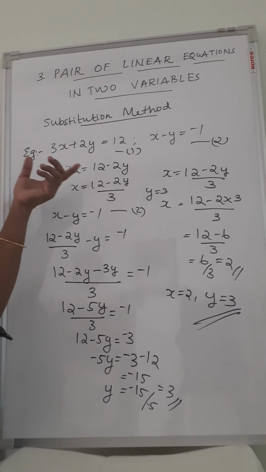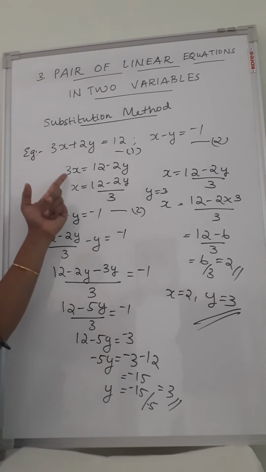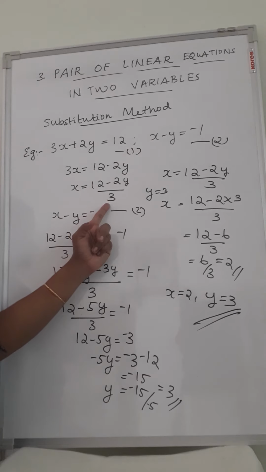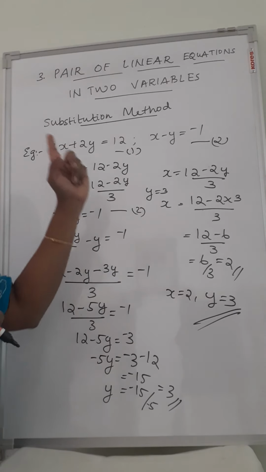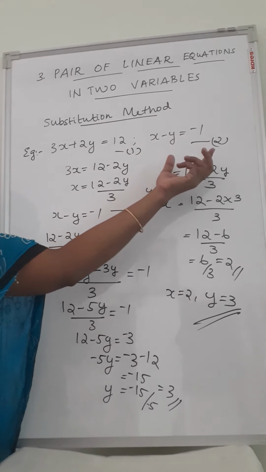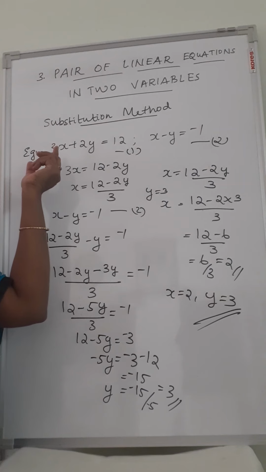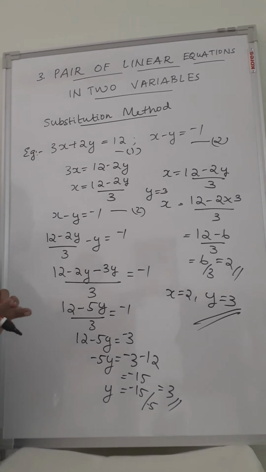First step, we take the value of x from the first equation, that is x is equal to (12 minus 2y) by 3. Then substitute the value of x in the second equation. If we take the value from the second equation, it is substituted in the first equation. Okay, clear? Okay.